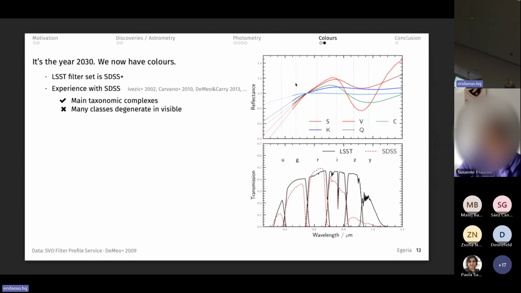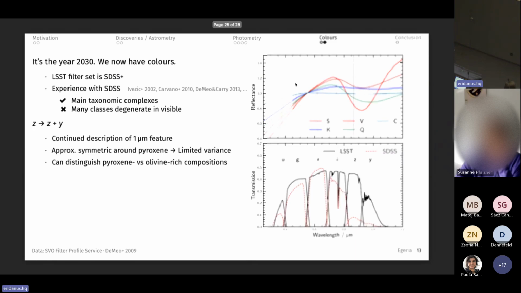We know that with them, we can differentiate the main taxonomic complexes, silicaceous versus carbonaceous for asteroids, but when you look at more detail, what type of silicaceous asteroid it is, it will be a bit more complicated because these classes are degenerate in the visible. Once again, I'm showing here different typical spectra of asteroids. The silicaceous ones have this band at 1 micron, and here we have the SDSS filters compared to the LSST filters. So we have the degeneracy of some classes in the SDSS filters.